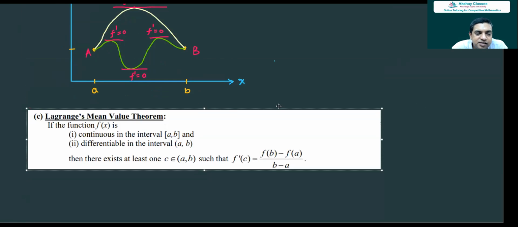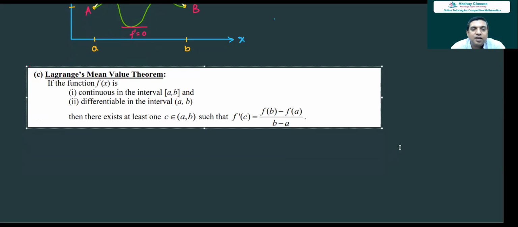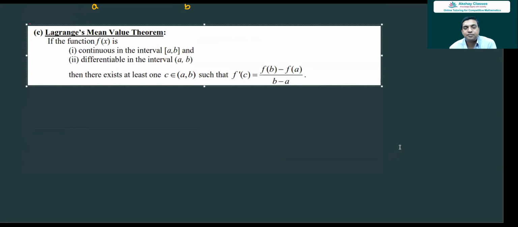What it says is the function f of x is continuous in the closed interval AB and differentiable in the open interval AB. Then there exists at least 1 internal point C in the open interval AB, such that f dash C is f of B minus f of A by B minus A. What does this mean? Let's look.